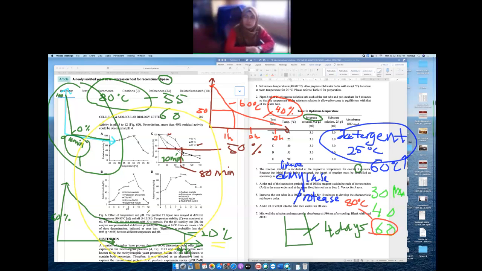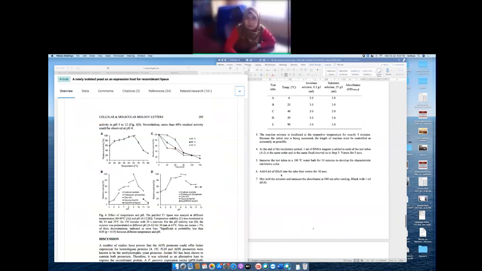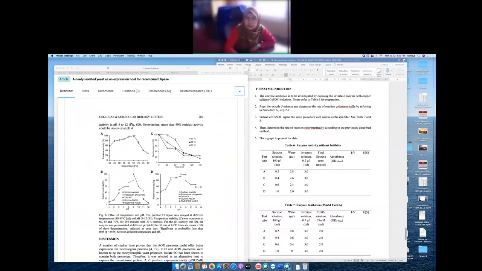Okay, any questions about this thermostability before we go to the last part? Hopefully we can finish using this second slot of the WebEx. Are we done? Okay, maybe if you want to ask a question, you can just write it there. When we go to the final part, which is enzyme inhibition.